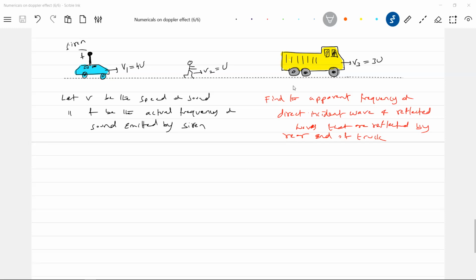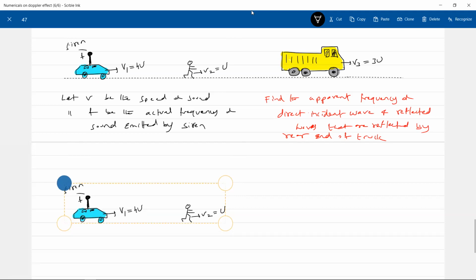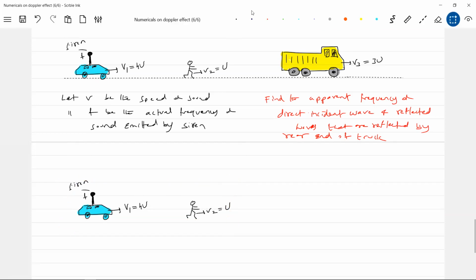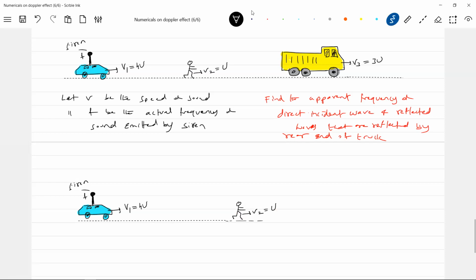Now we'll first consider only the car and the person. Between only these two, we'll take the direct wave first. You just have to understand the method, it's not something very big, it's very easy. First, the direct wave. Let me call this F1.